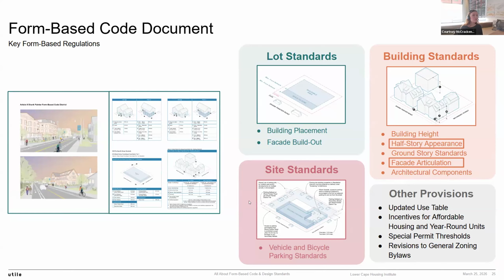what we were able to get at. So we were looking again at lot standards, different site standards, building standards, which again, the half-story appearance and facade articulation I'll describe more in a second, and then other provisions where we updated the use table and we had additional incentives for affordability.